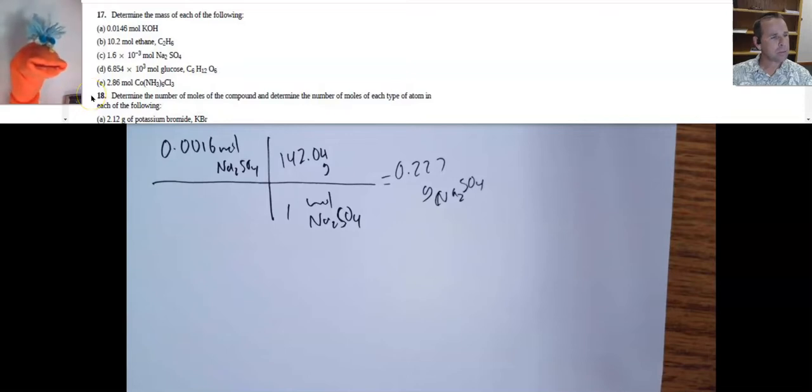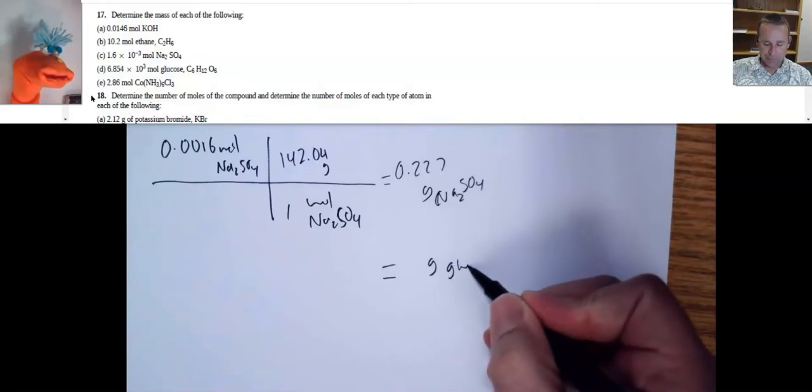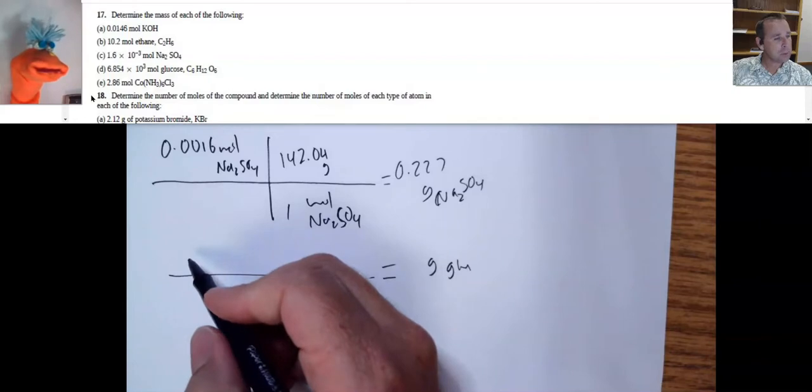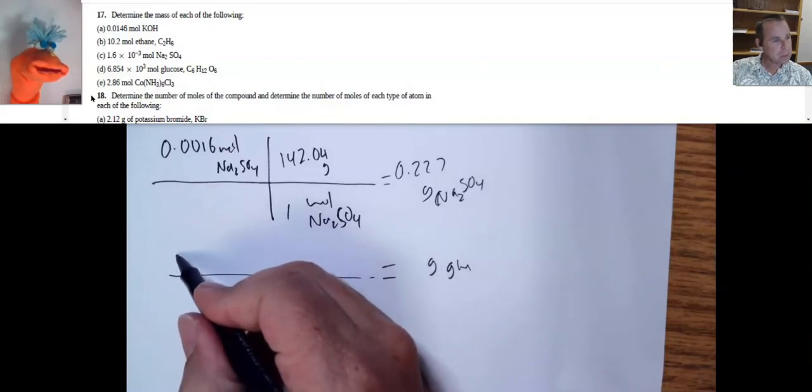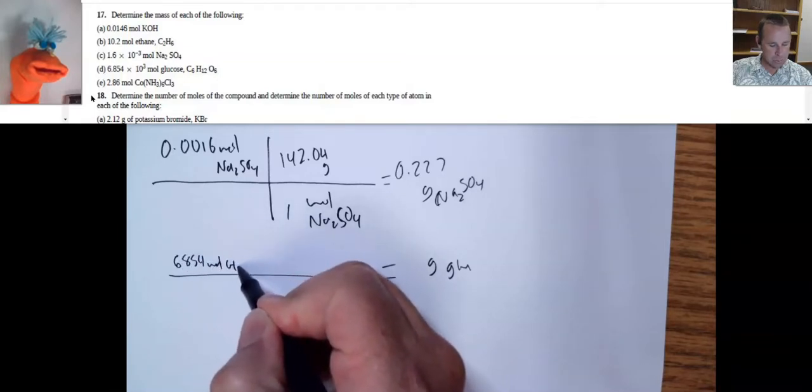Glucose. Do you remember glucose? I do. It was 180. Good job. That's how many grams there are per mole. So I would like to know how many grams of glucose. Starting off with 6.854 times 10 to the third moles. So 6,854 moles of glucose.